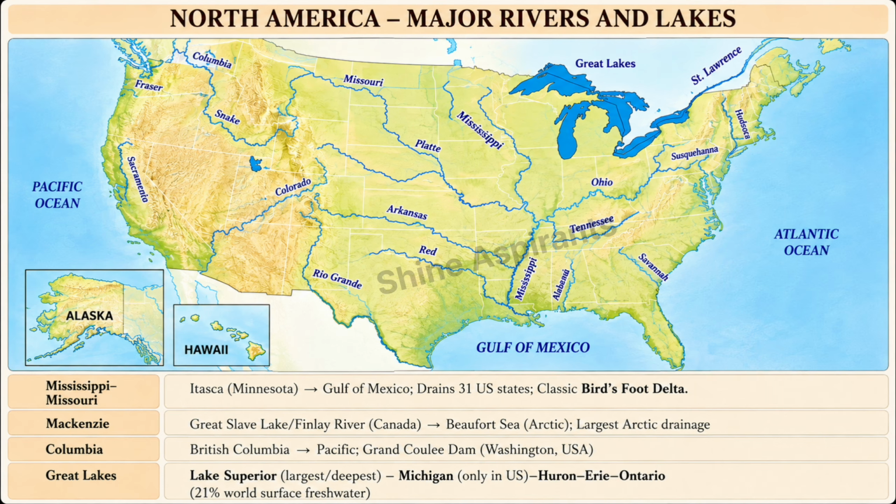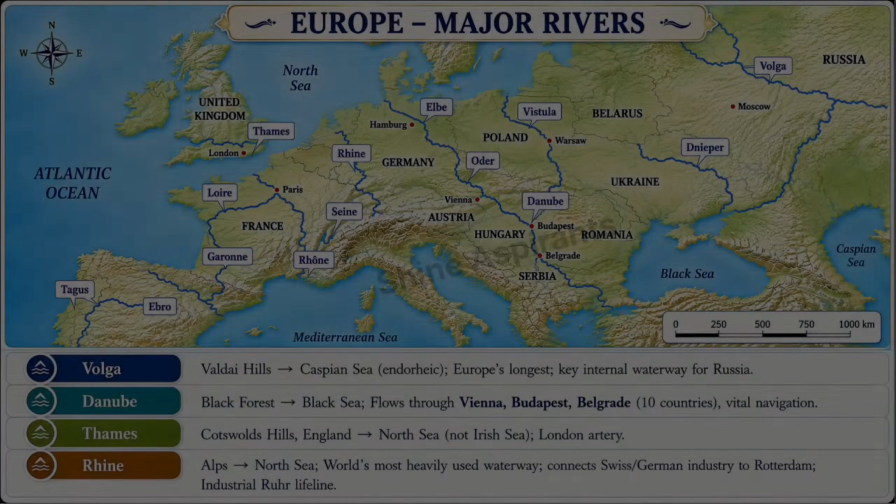Great Lakes, North America. 5 lakes: Superior, Michigan, Huron, Erie, Ontario. Mnemonic, SMHEO. Key facts. Lake Superior, largest and deepest of the 5. Lake Michigan, only Great Lake located entirely within USA. Together contain 21% of world's surface freshwater. Connected to Atlantic via St. Lawrence River.